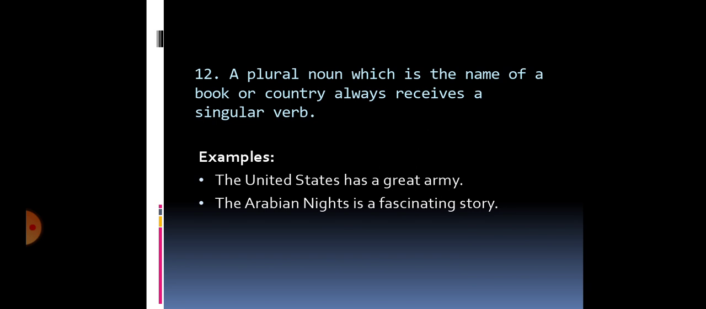Moving on to rule number 12. A plural noun, which is the name of a book or a country, always receives a singular verb. If a plural noun is the name of a book or a country, it always goes with a singular verb. The United States has a great army. Then the second example: the Arabian Nights is a fascinating story. Is, singular, right?